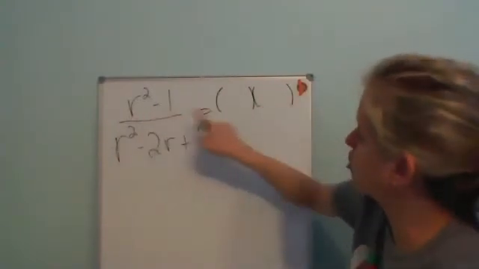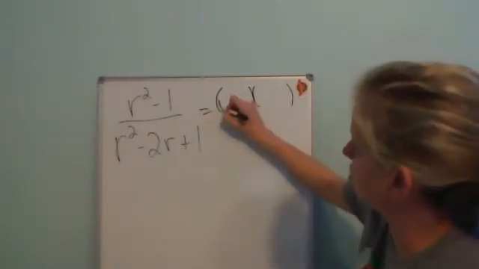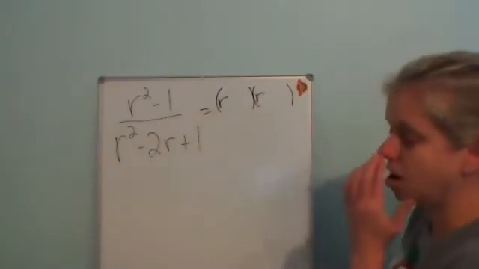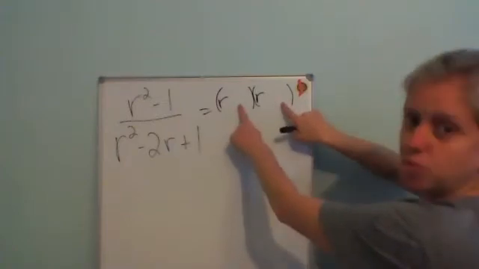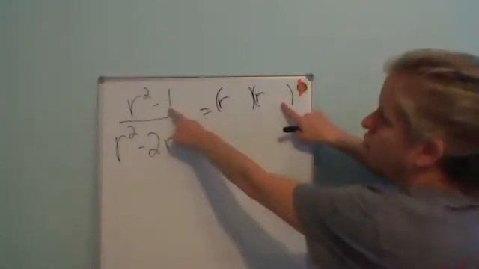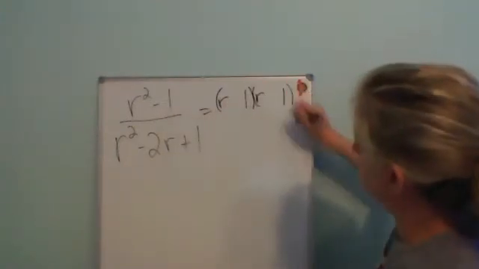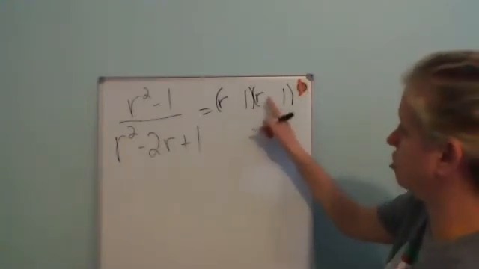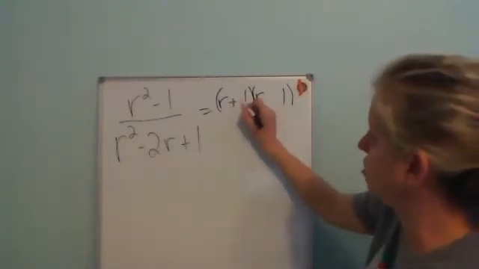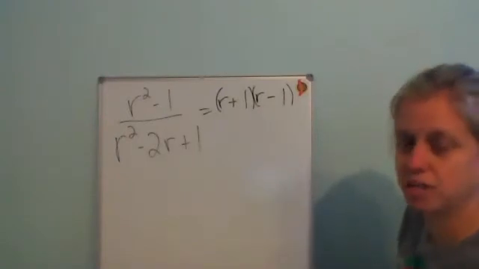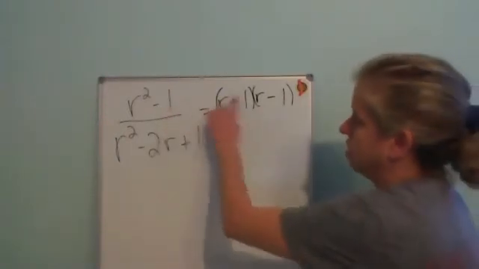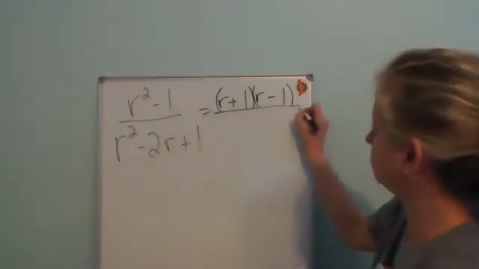How do you get the r squared? There's only one way to do that, r times r. What's the same number when you multiply it together that gives you 1? Well, that's going to be 1 times 1. Now remember, your signs when you're doing difference of squares are always different, 1 plus, 1 minus. So there's the factoring in the numerator.